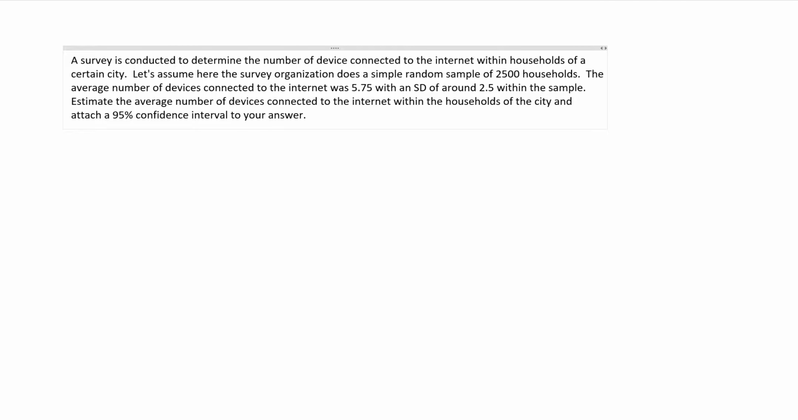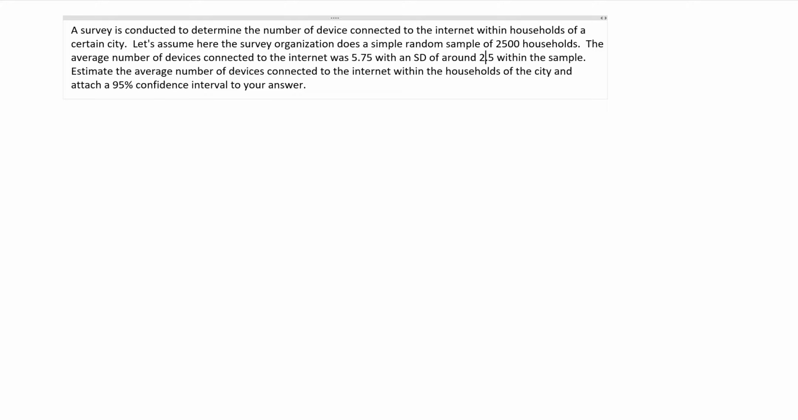Alright, we're going to continue here with accuracy of the averages. Here's another problem. A survey is conducted to determine the number of devices connected to the internet within households of a certain city. Let's assume here that the survey organization does a simple random sample of 2,500 households. The average number of devices connected to the internet was 5.75 devices, with a standard deviation around 2.5 within the sample. Estimate the average number of devices connected to the internet within the households of the city and attach a 95% confidence interval to your answer.